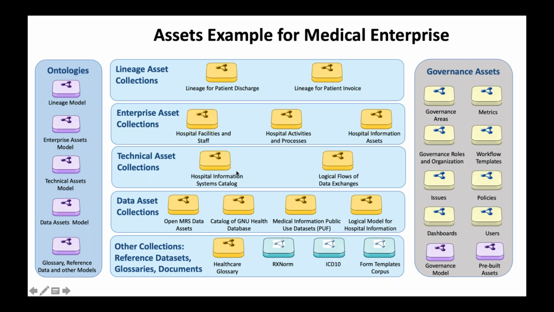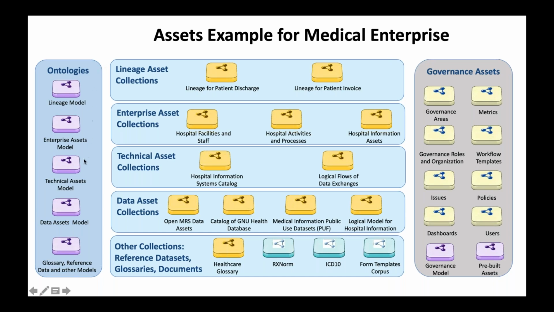Then we have some technical asset collections such as a catalog of the information systems, and we have a few enterprise asset collections for hospital facilities and staff. This is used to describe different processes. So we have the processes and activities, and we also have information assets. And then going further, there are some lineage models describing how different artifacts are produced, artifacts like patient invoice and patient discharge.